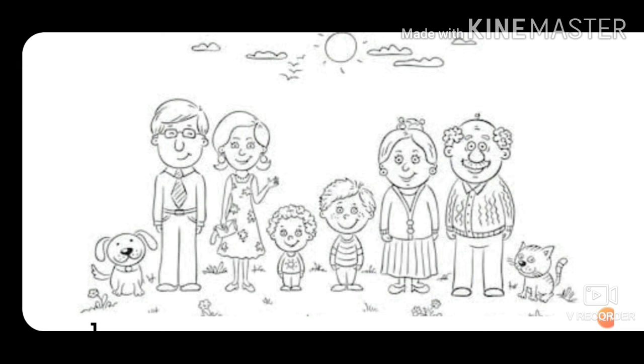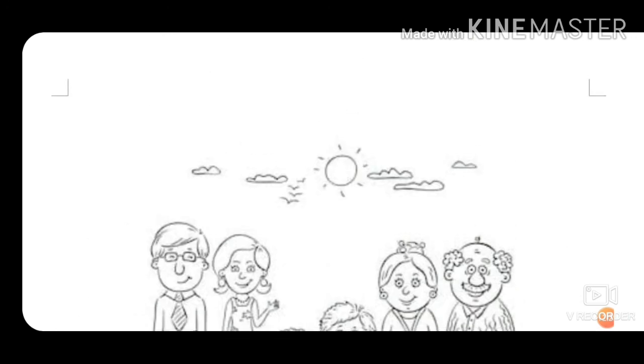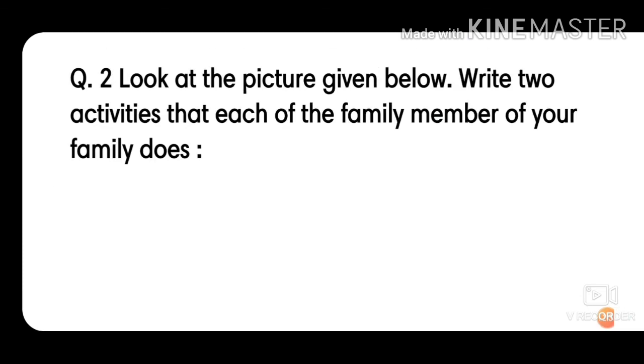You have a family which has grandfather, grandmother, that are your grandparents. Along with that, we have a pet. Actually 2 pets, a dog and a cat. Now, आपको क्या करना है? You have to write 2 activities that each of the family member of your family does.